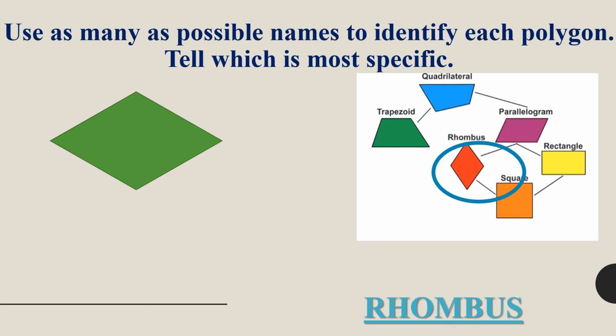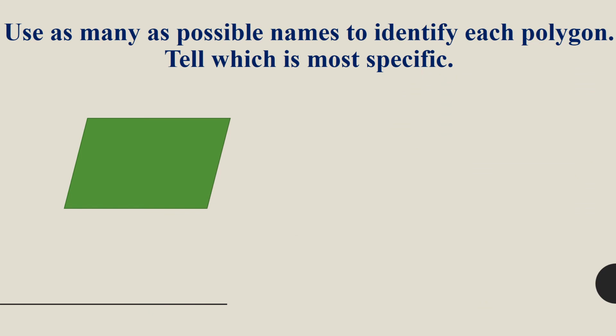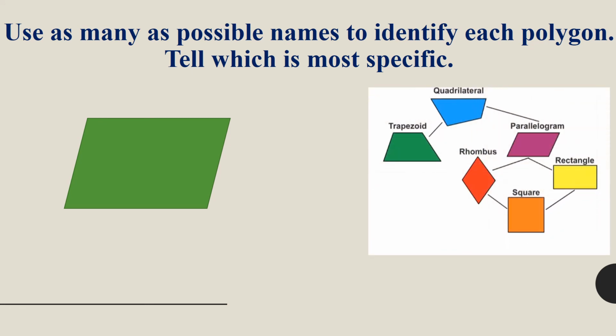So here I have parallelogram and quadrilateral. So other possible names of this figure are quadrilateral, parallelogram and rhombus. Now solve this. Pause the video for a few seconds, and for your help we have the family tree of quadrilaterals. You will name this polygon.